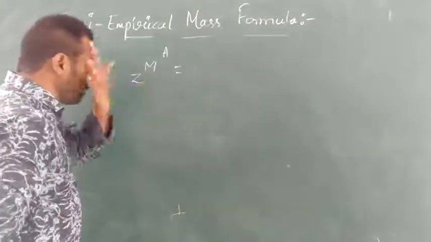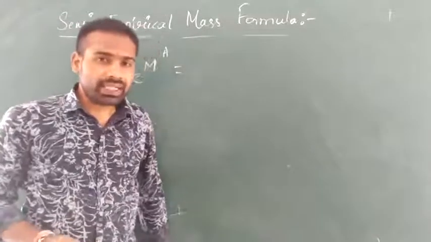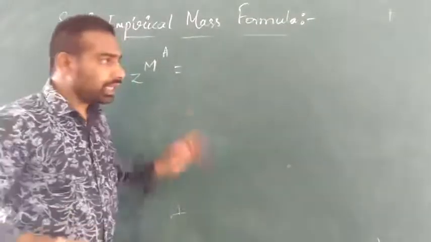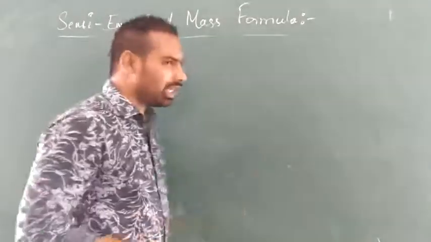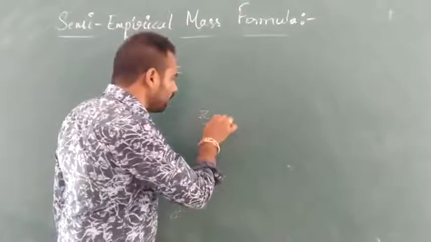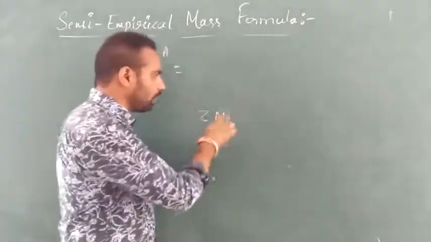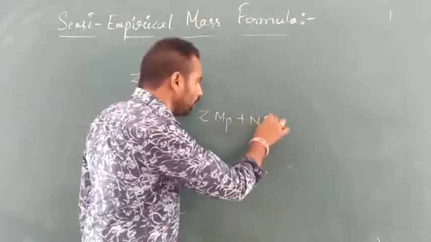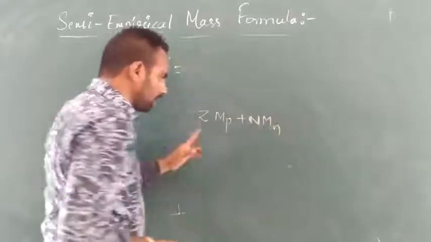Here ZMA is the actual mass of the nuclide. How much will it be? We know the mass of the nucleus is the total protons' mass plus the total neutrons' mass, isn't it?